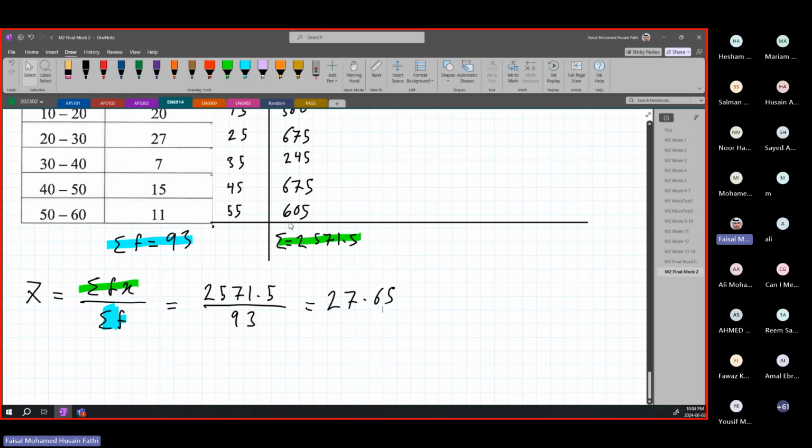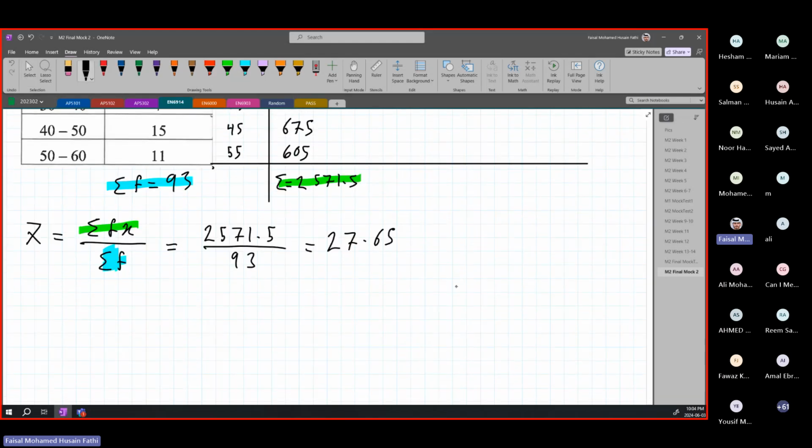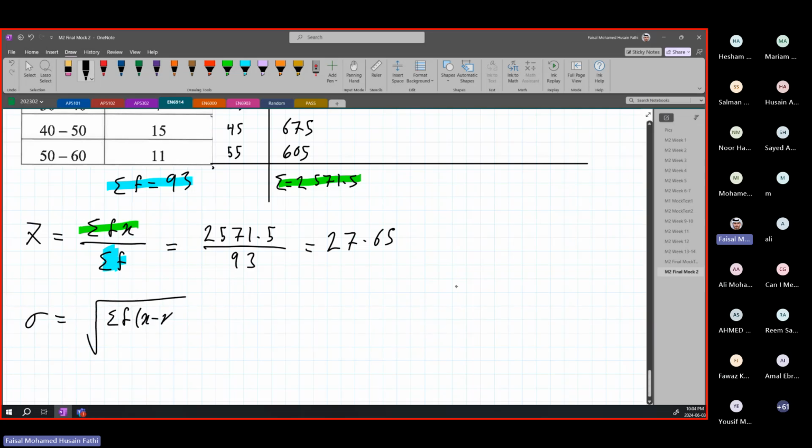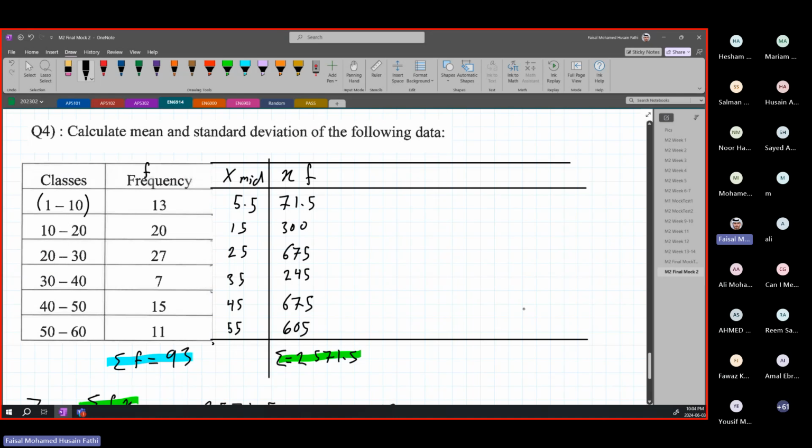When it comes to standard deviation, remember the equation is the square root of the summation of f times (x minus x bar) squared over n. All right, or instead of n, we could say sigma f. And then we already have the value of sigma f, which is the blue. We already have it, but now we need to find this entire thing. Let me show you, if you want to do it all in one table, how it will look like, but it will be messy.